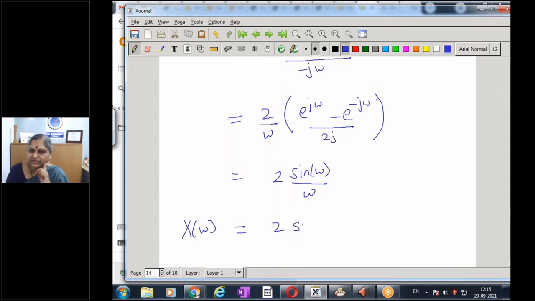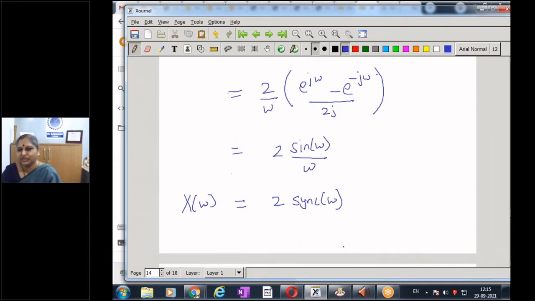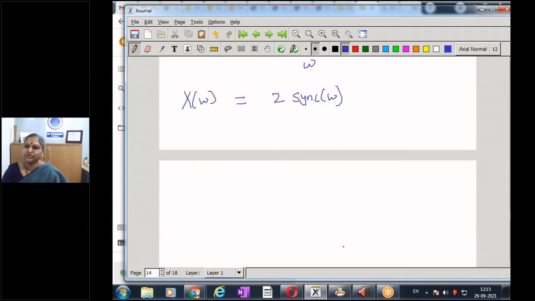What did we call this? As a sinc function. Do you recollect? Yes. Right in the beginning of the course, we said this is sinc function. So now let us draw. This is what my signal in the time domain is. Usual practice is we write like this.